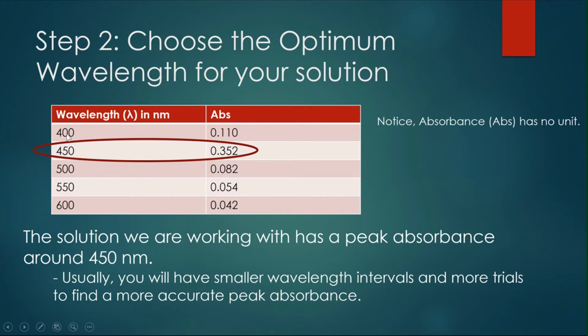Now, generally, again, we went up by 50 nanometers at a time. Usually, you're going to have smaller intervals, maybe 10, maybe even 20, and you're going to have a lot more variation, so you can really zero in on that peak absorbance. So, for instance, perhaps our peak absorbance is closer to 440 than 450. If we were doing this live in real life, we might break it down and look at closer wavelengths to find the exact optimum wavelength. But for this particular example, we only went by 50s, and we'll call 450 our maximum absorbance wavelength.